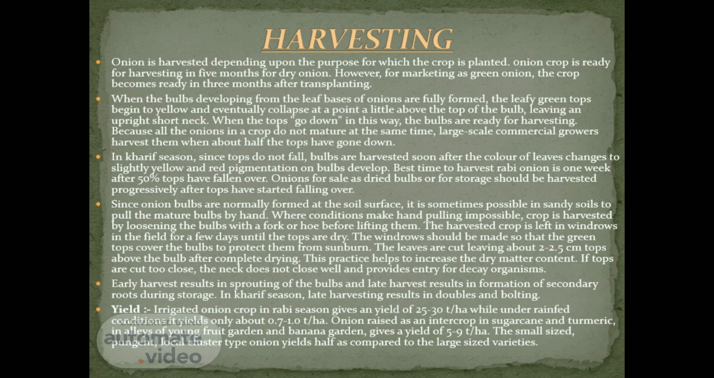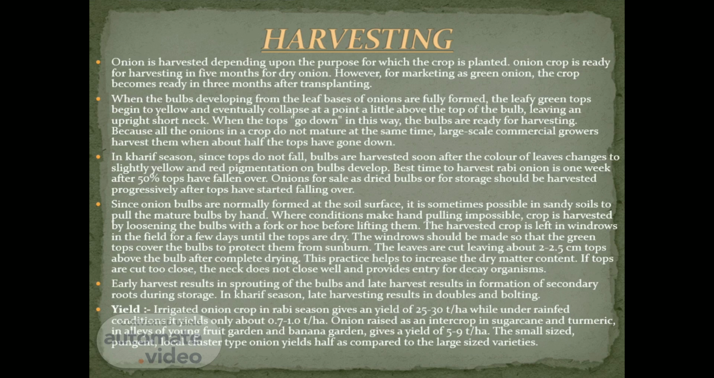Since onion bulbs are normally formed at the soil surface, it is sometimes possible in sandy soils to pull the mature bulbs by hand. Where conditions make hand pulling impossible, crop is harvested by loosening the bulb with a fork or hoe before lifting them. The harvested crop is left in windrows in the field for a few days until the tops are dry. The windrows should be made so that the green tops cover the bulbs to protect them from sunburn.